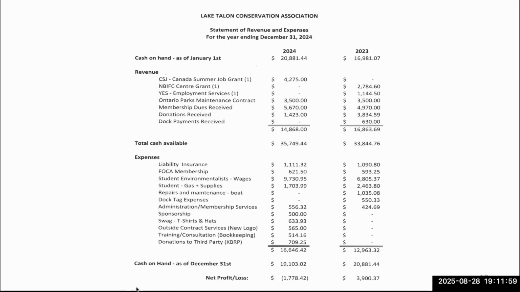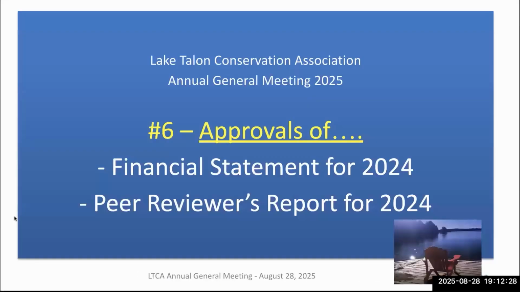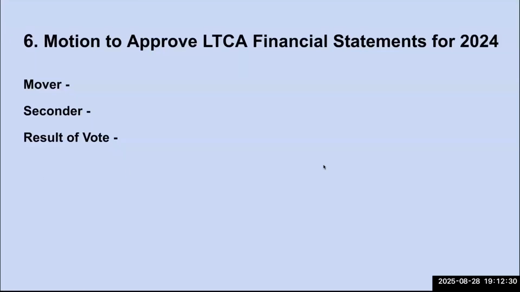So we ended the year with a slight loss at $1,778, but we ended the year with just over $19,000 in the bank. So we continue to have a good, stable position thanks to the grants that we receive and the membership dues that we collect. So Brian, I'll pass it over to you to explain how we did our financial review for 2024.